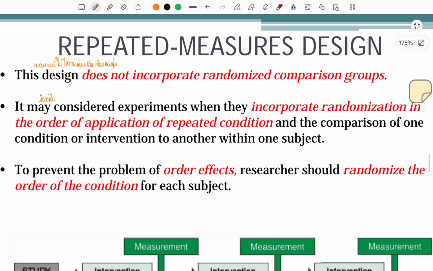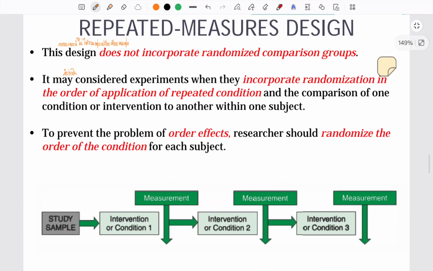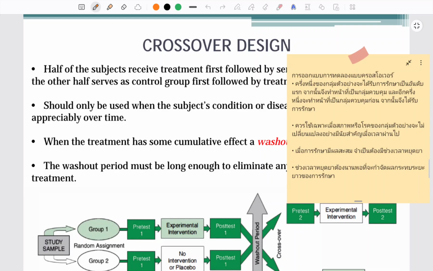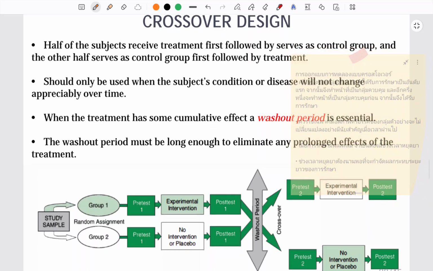The last design of the experimental study designs we call the crossover design. So in this crossover design, we will recruit a sample, and then randomize them into group 1 and group 2. For example, if you want to test an intervention for 1 month, you can give the intervention to group 1 for 1 month, whereas group 2 is the control group, which means that group 2 will receive no intervention during that first month.